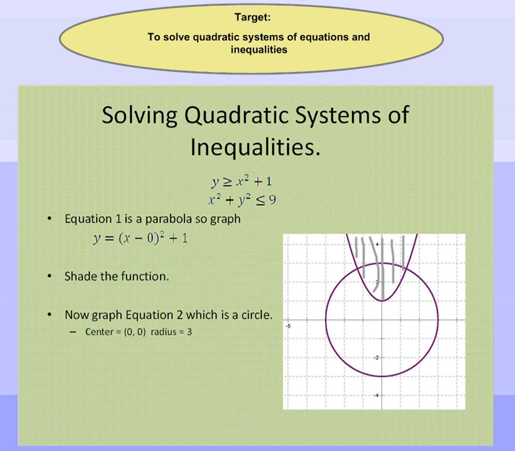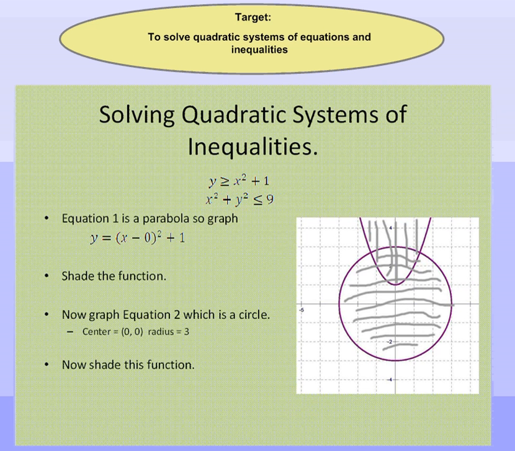Now we need to shade the circle. This is a circle, it's already in standard form. Circle with center of 0, 0 with a radius of 3. So you see the circle being drawn. Both of them are solid boundaries. We need to shade the circle, so we test 0, 0. 0, 0 is inside the circle. Put in 0, 0, and again, 0 is less than negative 9. That is true. So we see we're shading inside the circle.